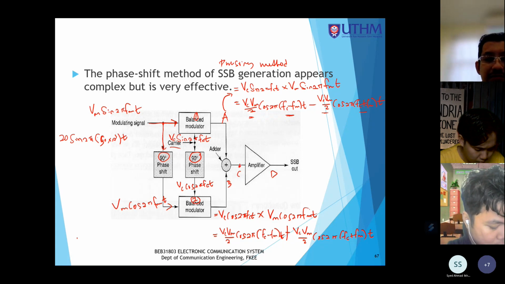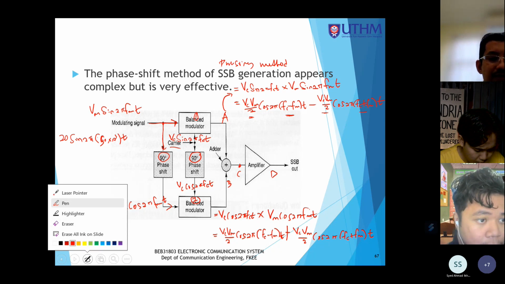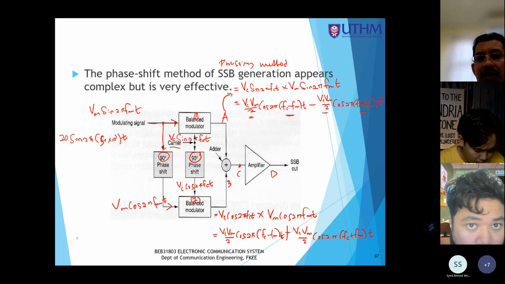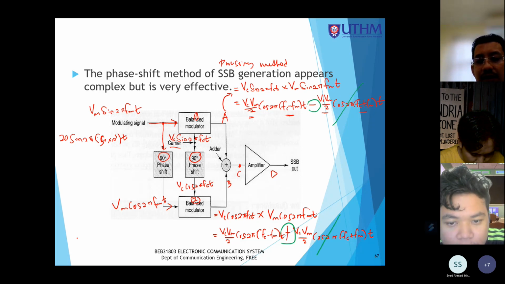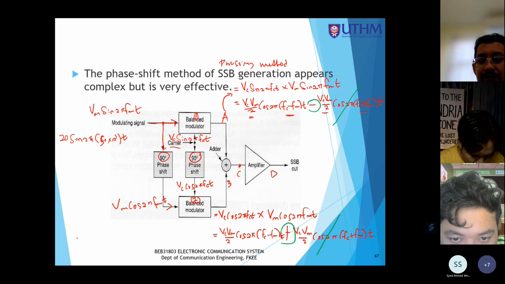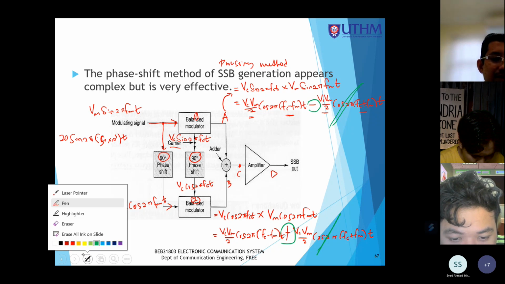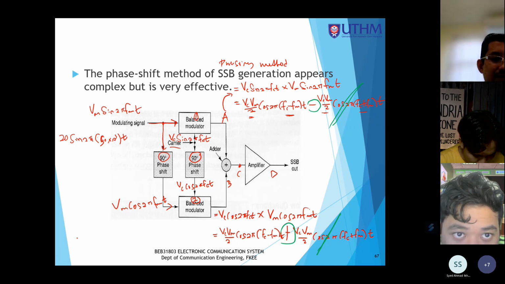Okay, pada point C ini, kalau you lihat point C adalah hasil tambah. So kalau you lihat di sini adalah minus dan di sini adalah plus. Okay, kalau kita tambahkan kedua-dua A plus B, so apa yang berlaku adalah bahagian ini akan cancel out. Maknanya pada point C, C is equal to A plus B.